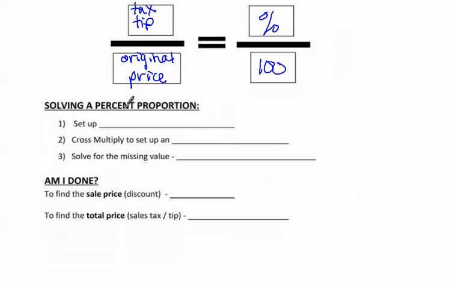When solving a percent proportion, you want to set up your proportion. Then you want to cross multiply to set up an equation. Then you want to solve for the missing value, which is going to be your tax, tip, or discount.